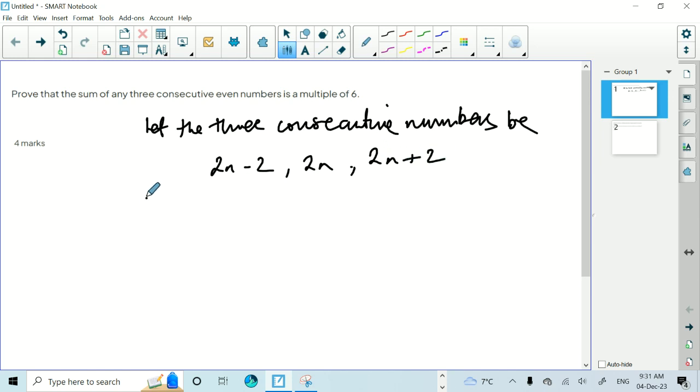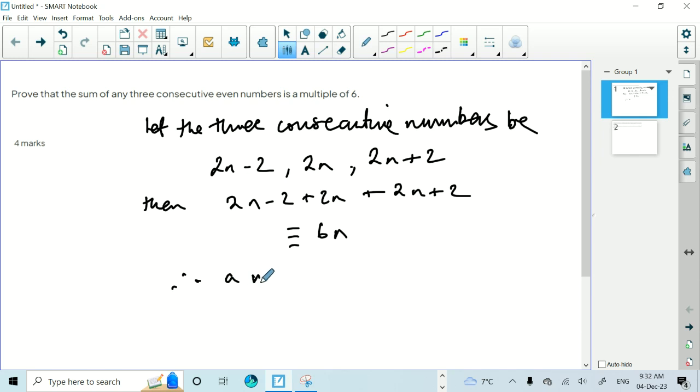So then we can say, if we add them, 2n minus 2 plus 2n plus 2n plus 2 is identical and equal to 2n plus 2n plus 2n is 6n, and minus 2 plus 2, that's 0, so it's just 6n, which is a multiple of 6. Therefore, a multiple of 6. And that's it for 4 marks.